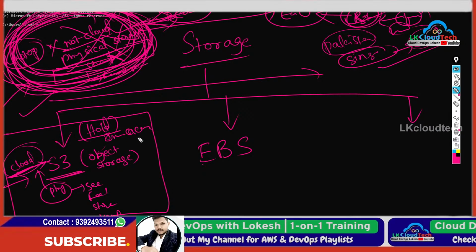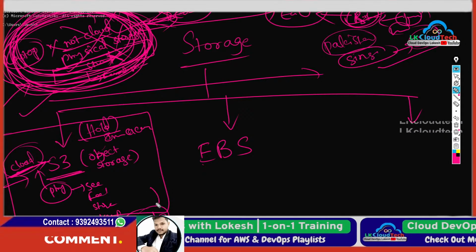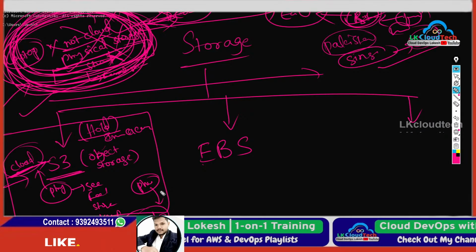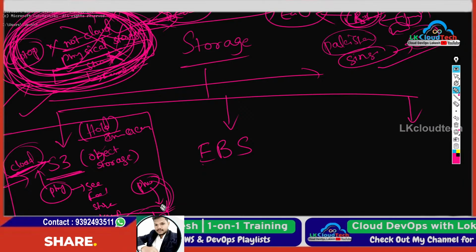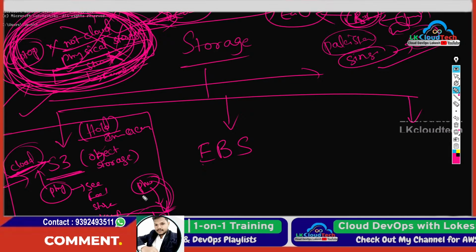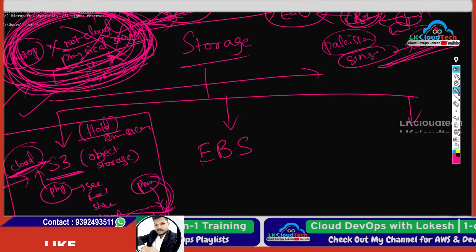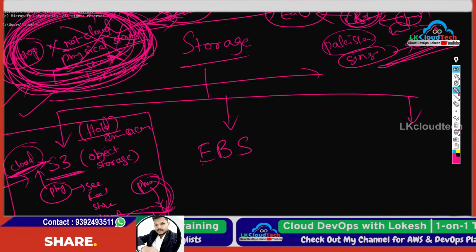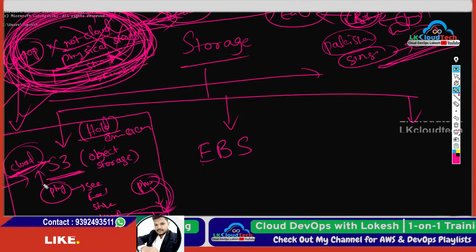For example, Google Cloud. You kept some photos in Google Cloud. They are always in the cloud, whether your phone is with you or not. If you open it on a laptop also, you can see your photos. That is the difference between physical storage and cloud storage.